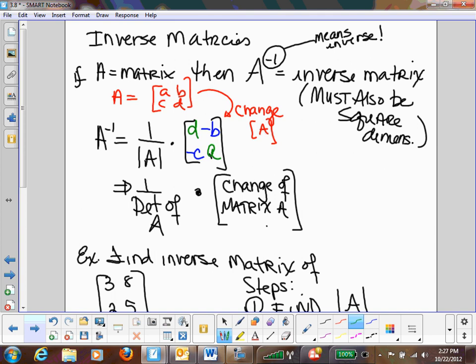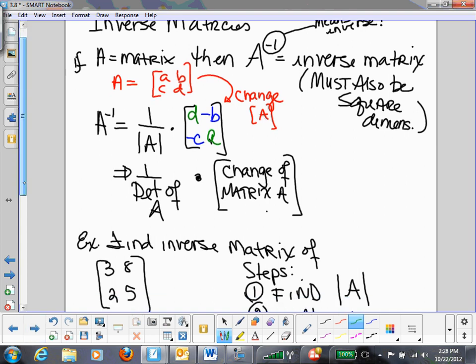And we multiply that new matrix by 1 over the determinant. So we're going to find the determinant. We're going to change our matrix. We're going to take that changed matrix times 1 over the determinant. Following this? So let's apply it.